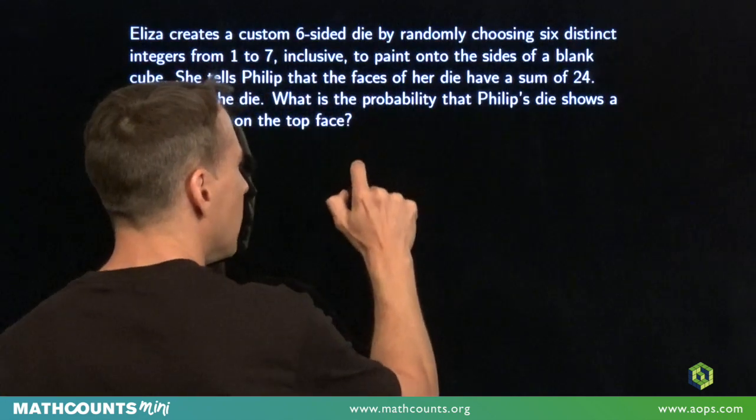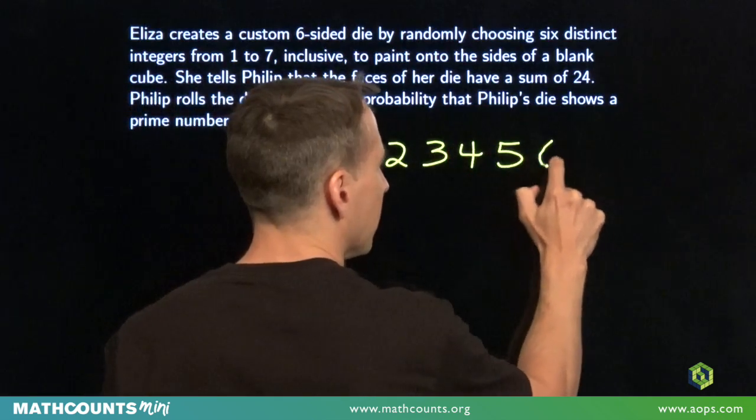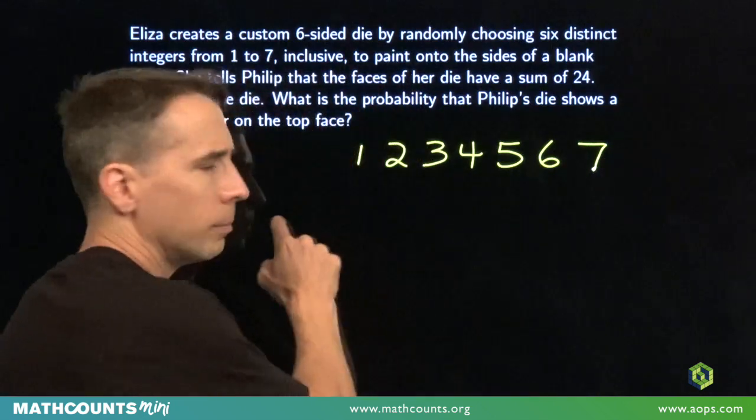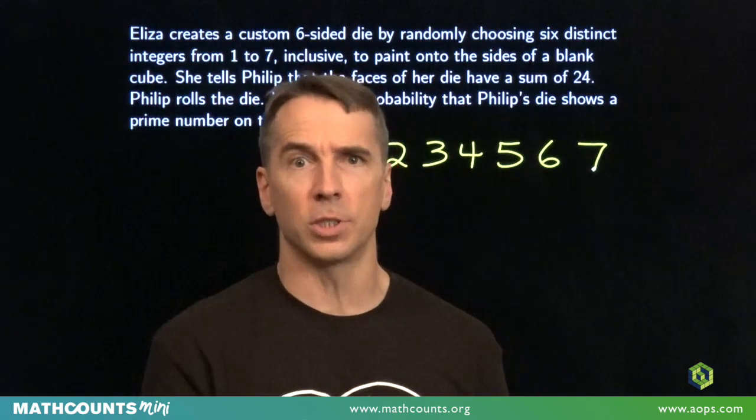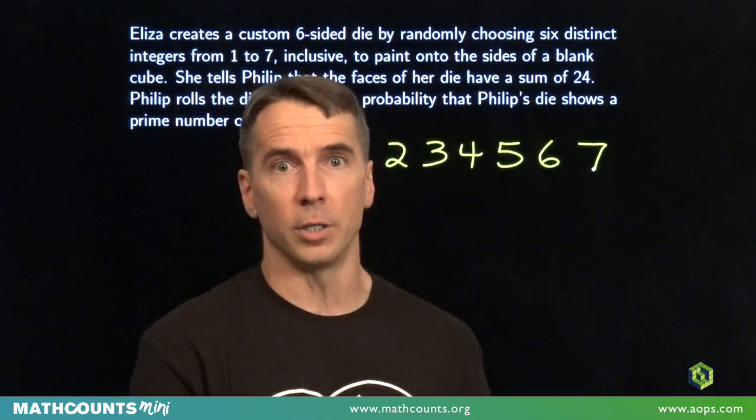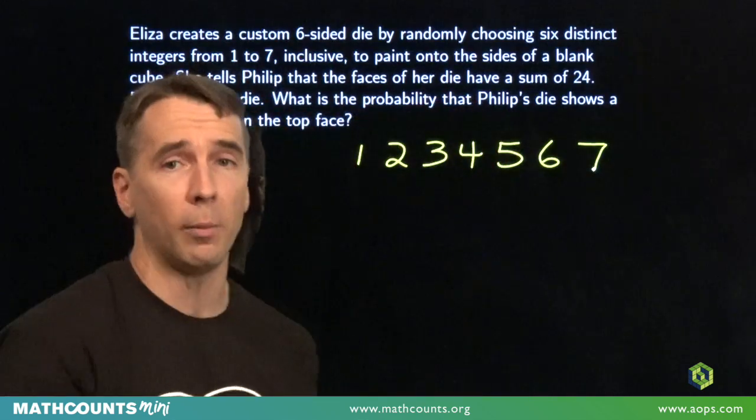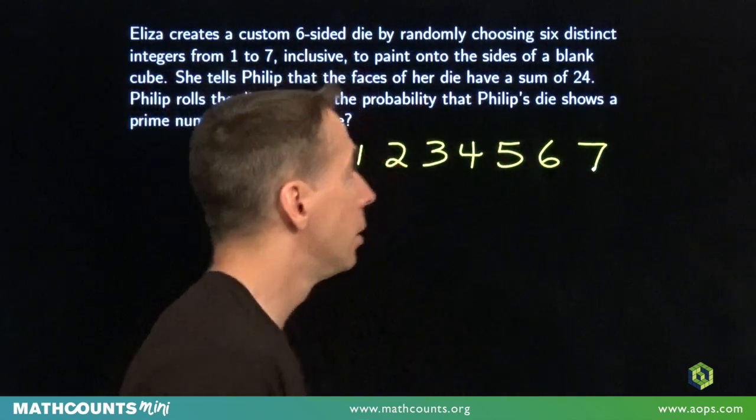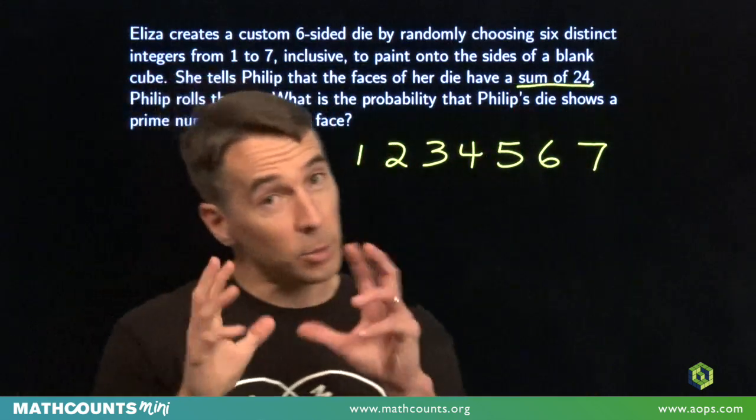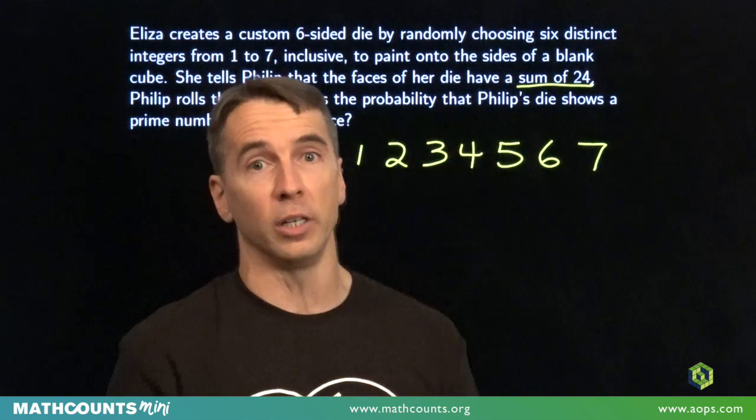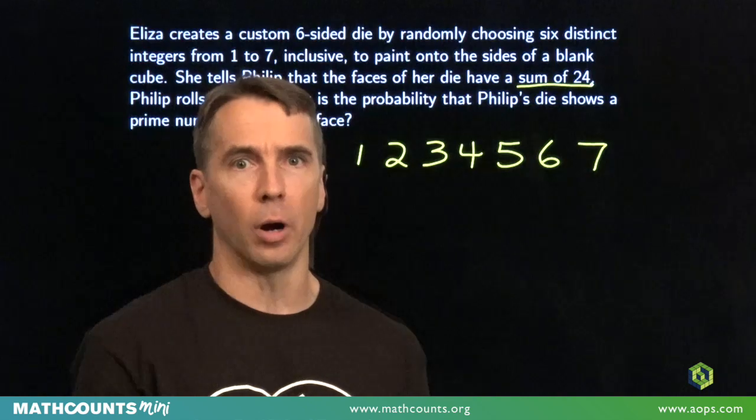Well, we know she's going to make her die using numbers from 1 to 7. There are 7 numbers there. Only 6 sides of the cube, so we have to get rid of one of these numbers. Now, if we don't see right away which number she's going to get rid of, we look back at the problem for information we haven't used yet. We haven't used this sum of 24. The 6 numbers that are on this die, they add up to 24. So we have to figure out which 6 of these add up to 24.